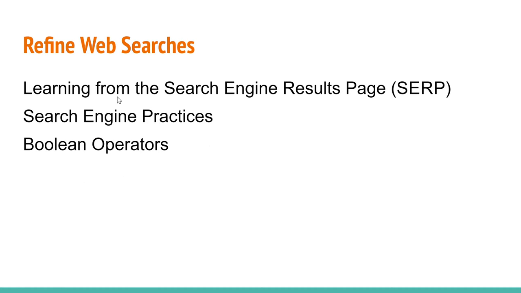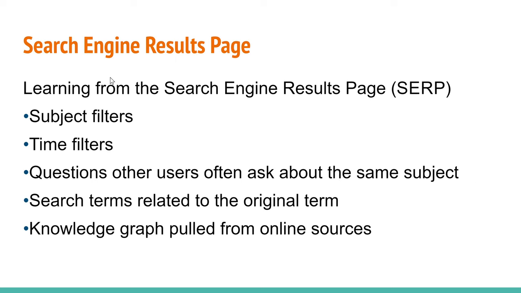Refine web sources. Learning from the search engine results page, SERP. Search engine practices: Boolean operators. Subject filters. Time filters. Questions other users often ask about the same subject. Search terms related to the original term. Knowledge gap pulled from online sources.